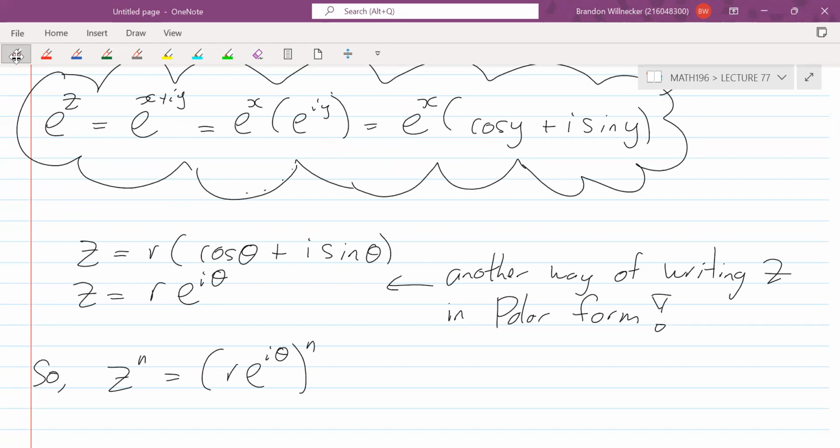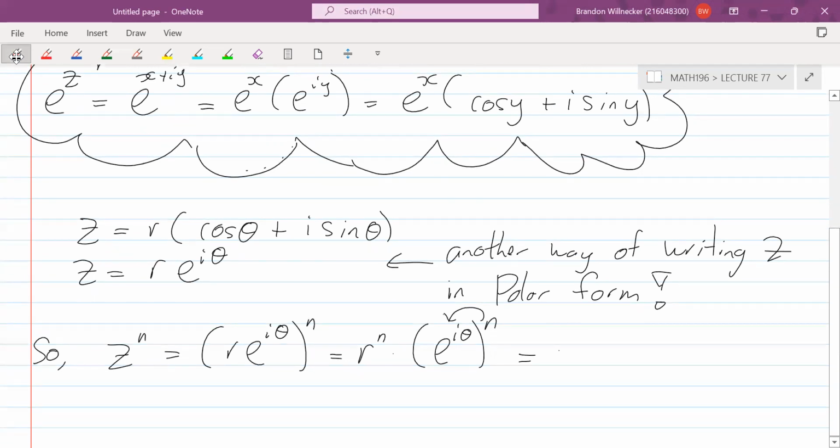Okay, just take n on both sides. Now this n can be distributed inside. So we're going to get r to the n times (e^(iθ))^n. But now with this exponential, the n being an exponent can get multiplied inside. So this is going to be r to the n, e to the i n theta.